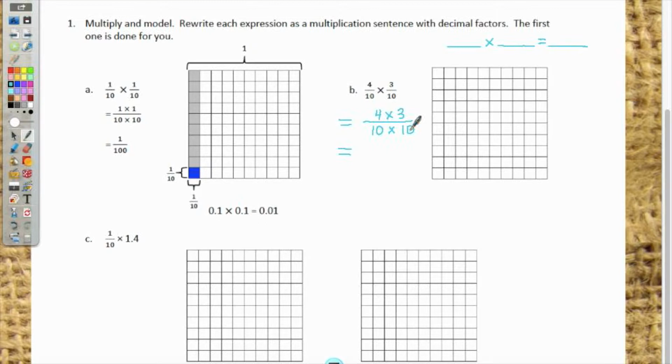And then I'm going to multiply 4 times 3. What is it? 12. And 10 times 10. 100. Okay? So now I'm going to rewrite this in standard form. And all I mean by that is decimals instead of fractions.